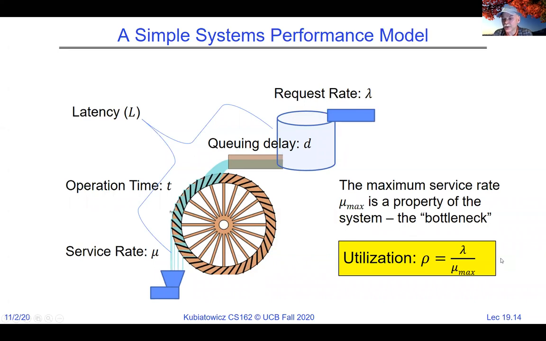So if lambda's bigger than mu, then I got a problem, okay? So this utilization here is a number that has to be less than 1. So this is the correct ordering for the question in the chat, okay? Now, if you think about it, why is that? So lambda might be something like 1 hamburger per second. Mu might be a maximum of 2 hamburgers per second. That would be the utilization is half of the hamburger production possibilities there. All right, good. Now, what happens if rho is bigger than 1?